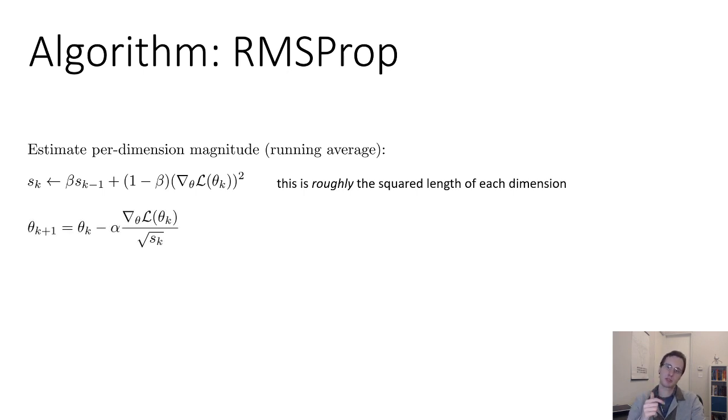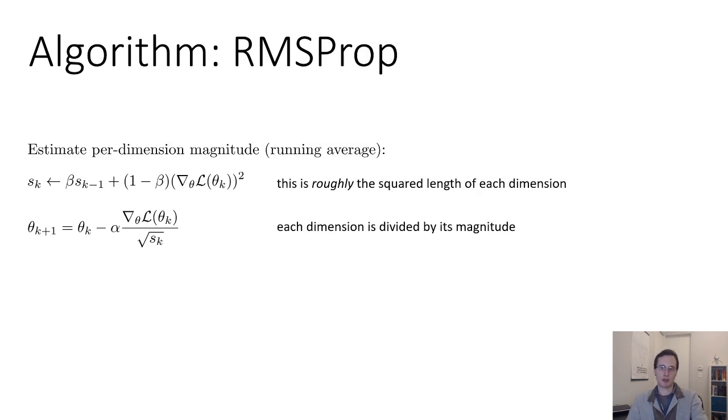And then when we update theta, we take a step in the direction of the gradient, but we divide it by the square root of sk. So for every dimension in the gradient, we divide it by the square root of the average squared length of that entry. So that means that we roughly divide each entry in the gradient by its average length, which means that if some dimensions of the gradient tend to be very big and some tend to be very small, after this division, they'll be of about equal length. So each dimension is divided by roughly its magnitude.